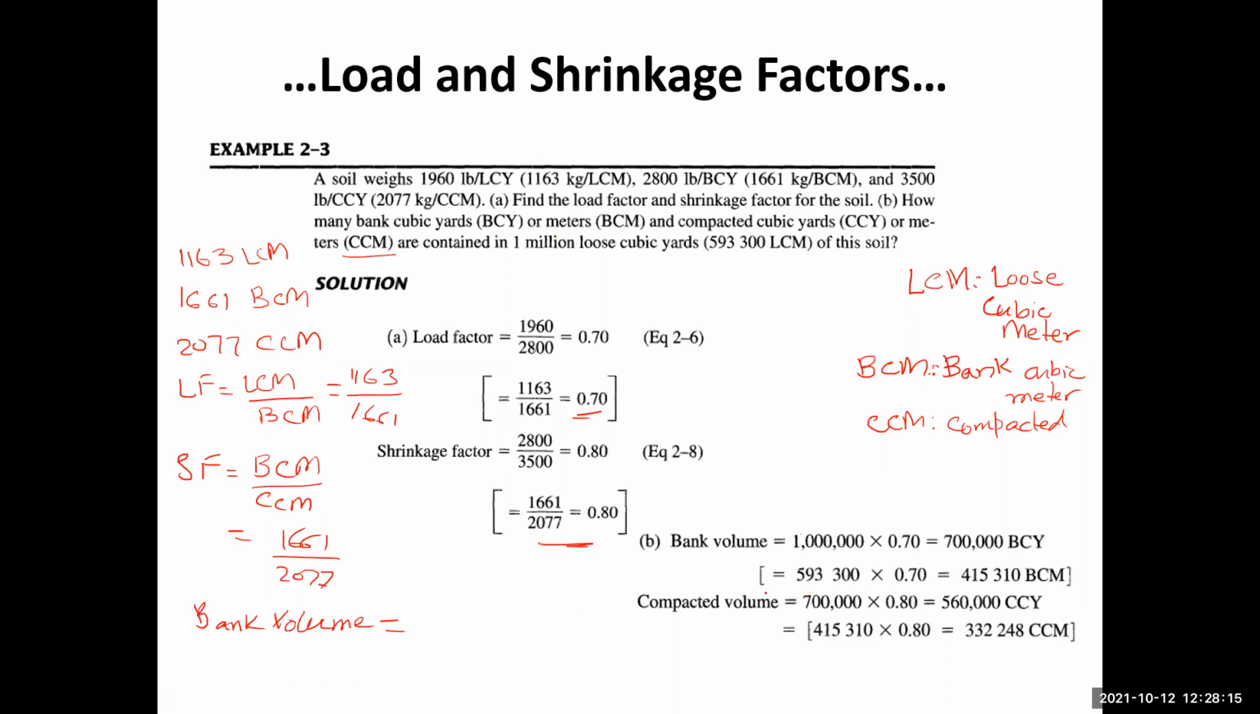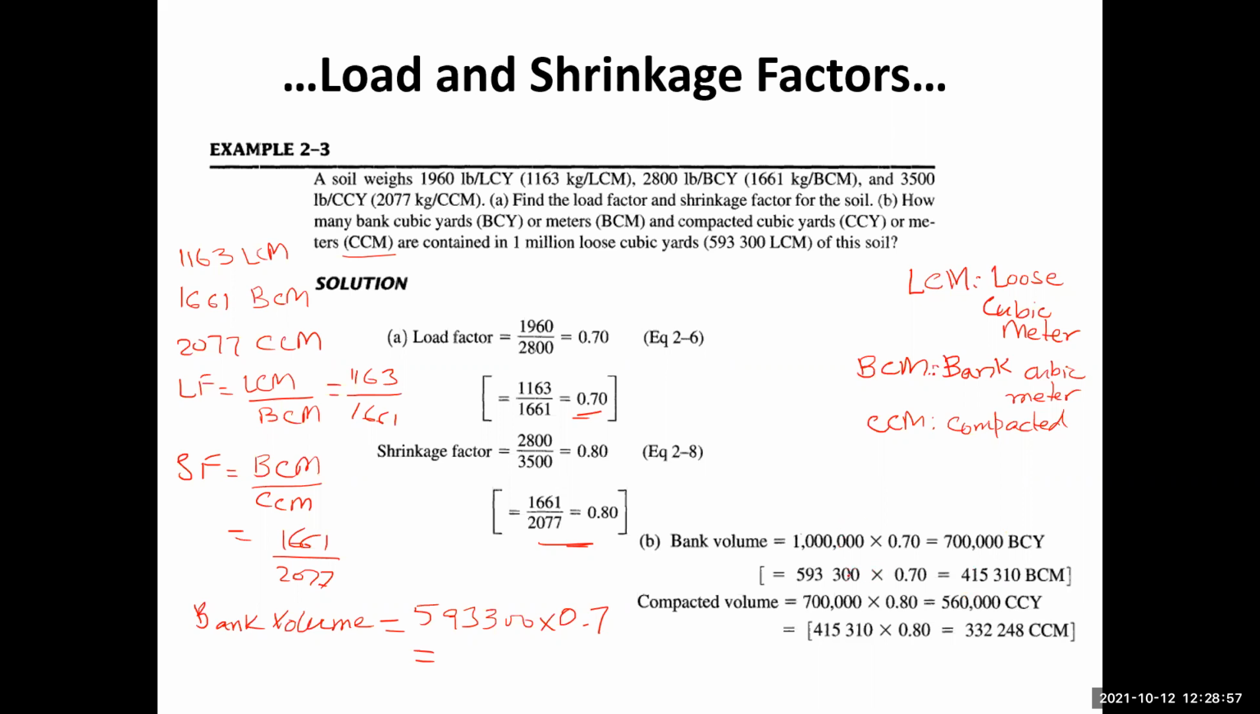So it means that if we have the loose volume as 593,300 cubic meter, in the bank condition it will be multiplied by its load factor. Okay, because the load factor is the one which relates the loose condition to the bank. So we have to multiply it with 0.7 to get the volume in the bank condition. So it will be 415,310 bank cubic meter.